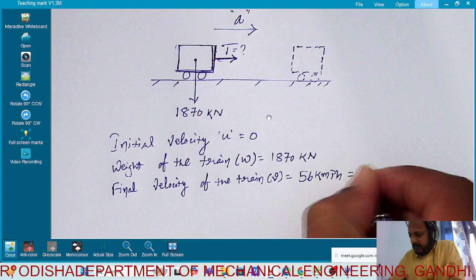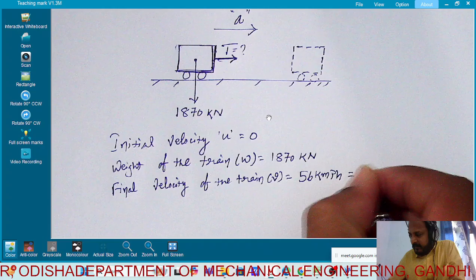So as I always say in the class, let us check whether it is in degree format or not. Yes, it is in degree format. So it is 56 into 1000 divided by 3600. How much did you get? 15.55. Okay, we'll round it off and take 15.56 meter per second. So this is the final velocity of the train.